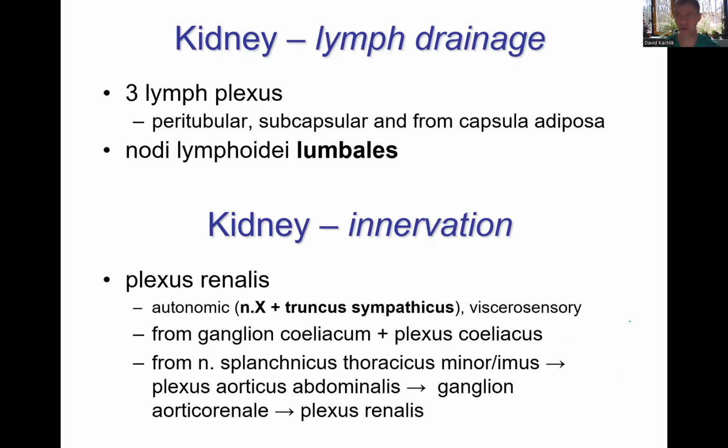Concerning the lymph drainage, it's very, very easy. We have three lymphatic plexuses: peritubular and subcapsular are in the kidney itself, and the third one comes from the surroundings, from the fat pad around, and it's drained to the nearest lymph nodes, so to lateral aortic and lateral caval ones, which belong to the lumbar group of lymph nodes.